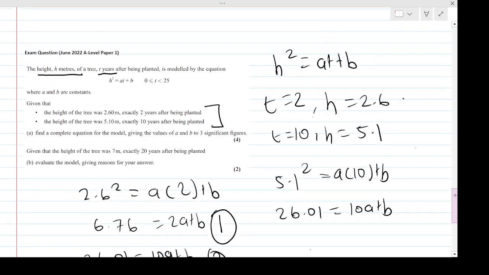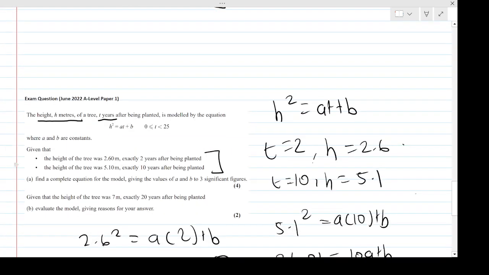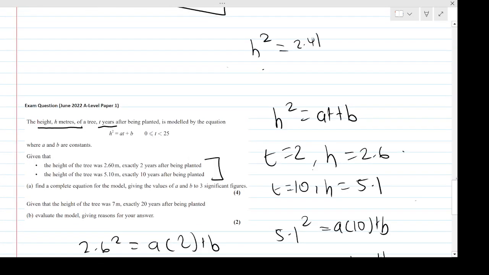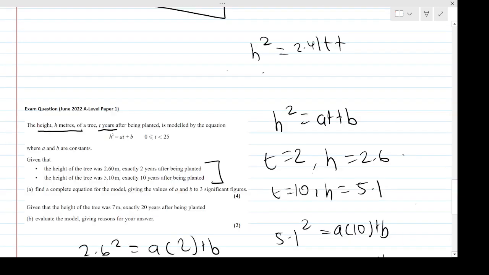Cool. Okay, so we found our values, but then it says, remember, find a complete equation for the model. So we need to complete the equation, right? We can't just leave the values there and not fill it in. So we need to restate the equation to get the last mark, to fill in our values a and b. So h squared, so a, remember, was 2.41 t, and then add b, which was 1.95. There we are. Cool, so that's our equation then. I'll circle that. There we are.